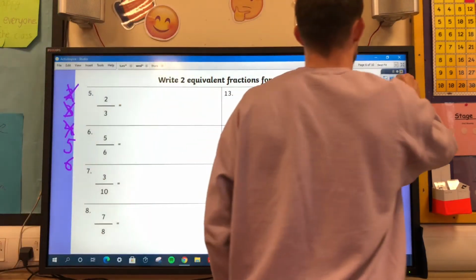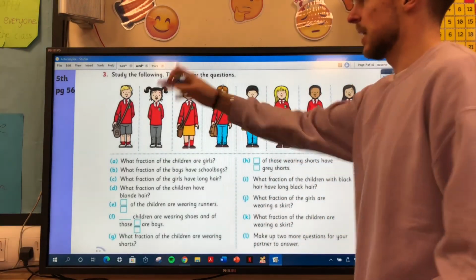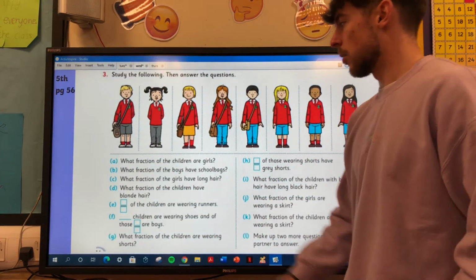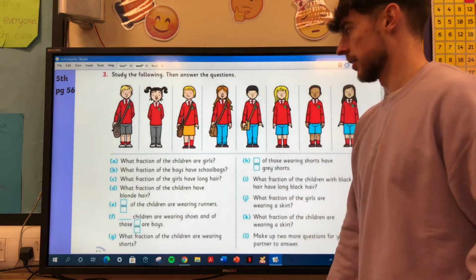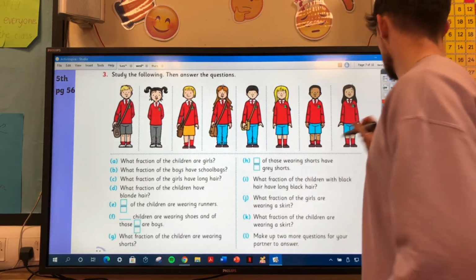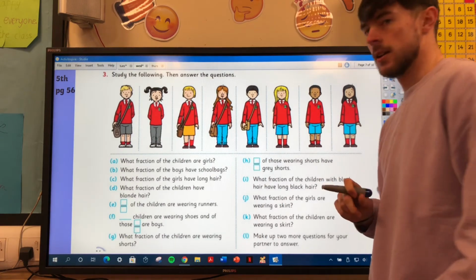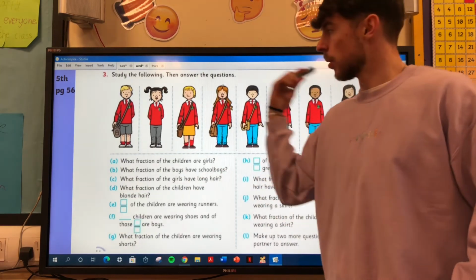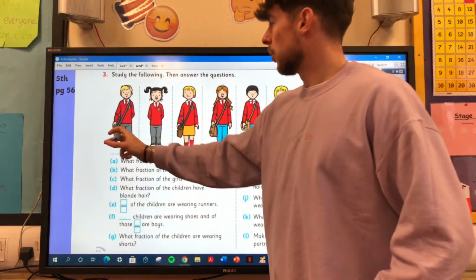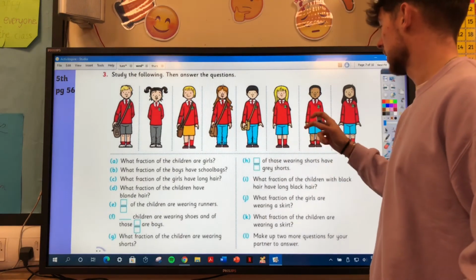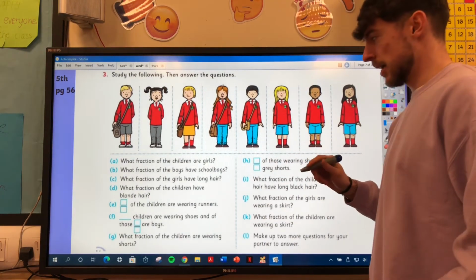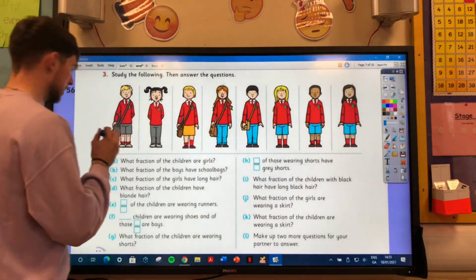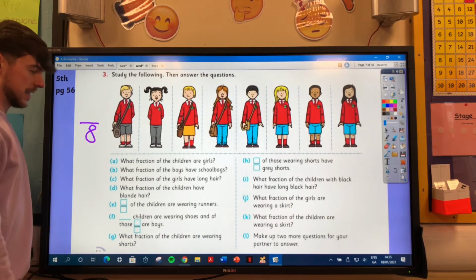Okay, and then last one then, on page 56, okay, we have question 3, right? So what fraction of the children are girls? Okay, so first of all, we have to find our denominator. So what's our denominator? Our denominator is the whole, alright? So the whole amount. So what's our denominator? 1, 2, 3, 4, 5, 6, 7, 8. So our denominator is 8. So all of our fractions, when they include everyone, are going to be over 8.